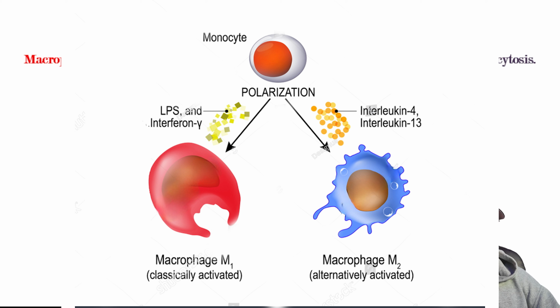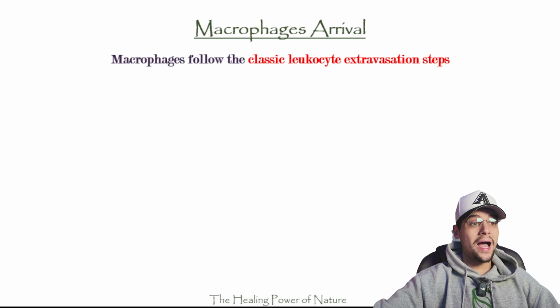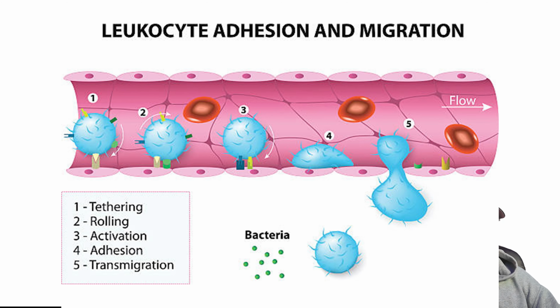Next is M2 macrophages. These are anti-inflammatory macrophages involved in tissue repair, resolution of inflammation, etc. An example is after the initial inflammation has been controlled, M2 macrophages help with the wound healing process and transition inflammation to resolution. So how do macrophages arrive at the site of inflammation?